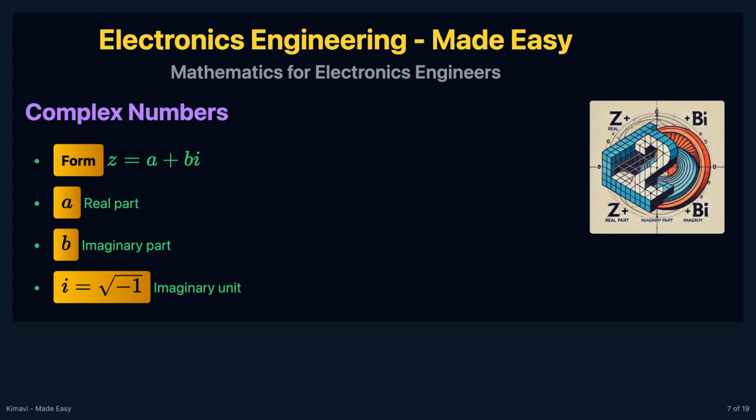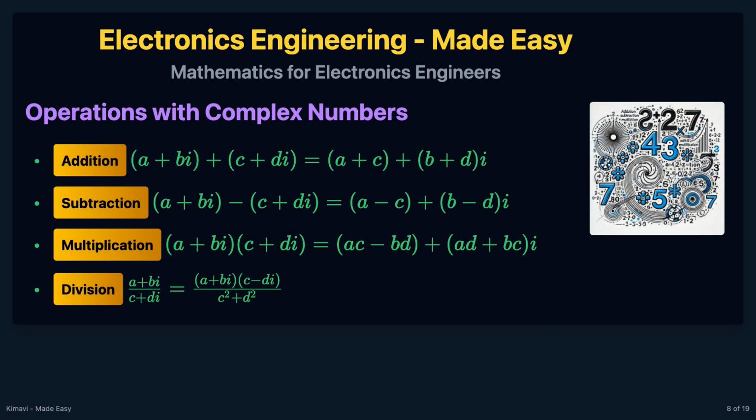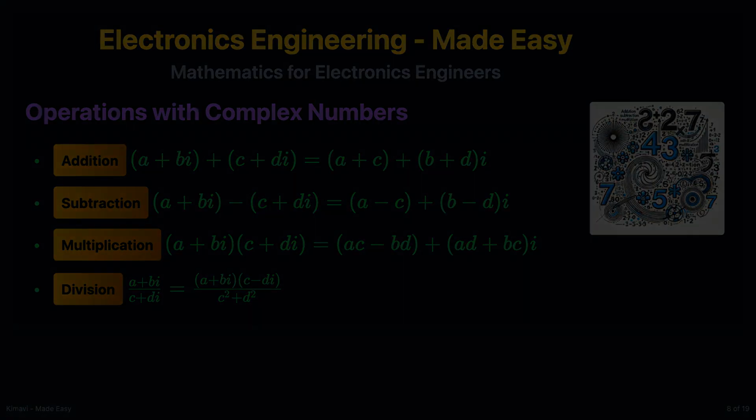A complex number is written as z = a + bi, where a is the real part and b is the imaginary part. The imaginary unit i is defined as the square root of -1. When adding complex numbers, you add the real parts and the imaginary parts separately. For example, a + bi added to c + di gives (a + c) + (b + d)i. Subtraction follows the same rule but with minus instead of plus. For multiplication, multiply the terms using the distributive property. Division involves multiplying by the conjugate of the denominator to simplify the expression.